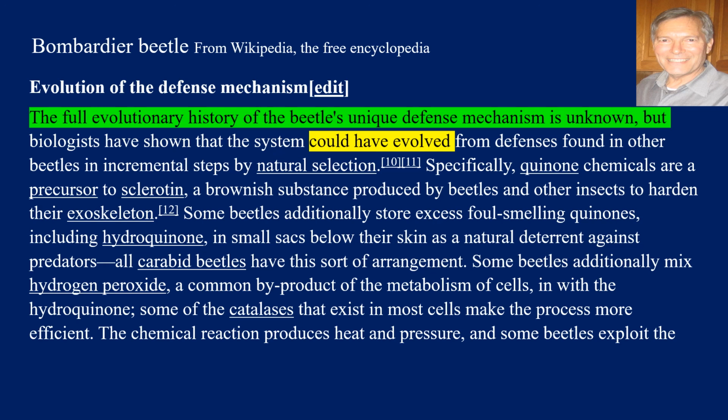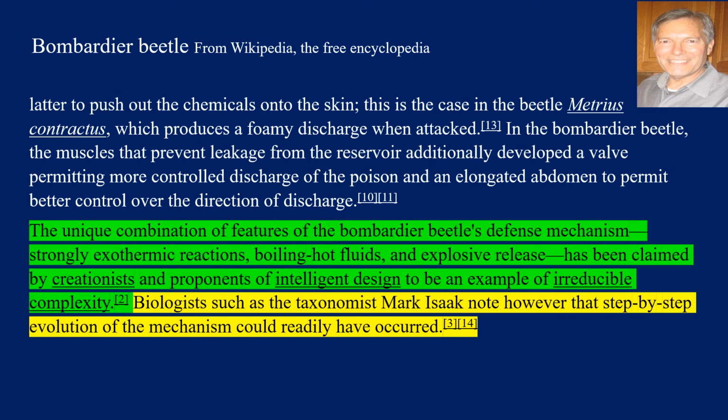But they start off with the positive for irreducible complexity, and the uniqueness of this defense system is unknown, but they're going to tell you their own bias. And as we continue on in this one section of the bombardier beetle, the mechanism, it says at the very end of it, the unique combination of features of the bombardier beetle's defense mechanism, strongly exothermic reaction, boiling hot fluids, and explosive release, has been claimed by creationists and proponents of intelligent design to be an example of irreducible complexity. Biologists such as taxidermist Mark Isaacs note, however, that the step-by-step evolution of mechanism can readily have occurred.